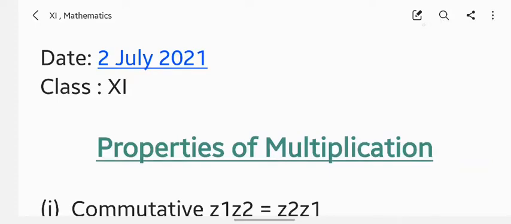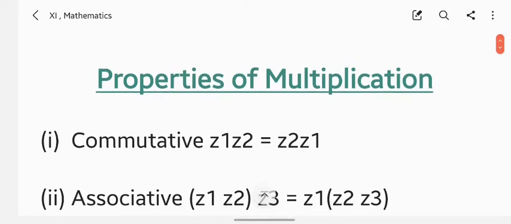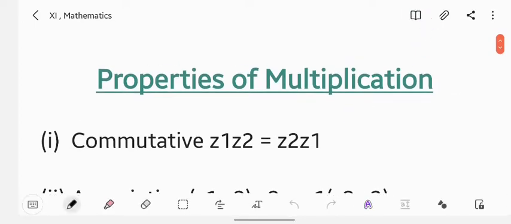Good morning, students. Today we shall continue with the chapter Complex Numbers and Quadratic Equations. And today's topic is Properties of Multiplication. The way we have carried out properties of addition, in the same manner we will go with multiplication also. So let's consider two complex numbers Z1 and Z2.